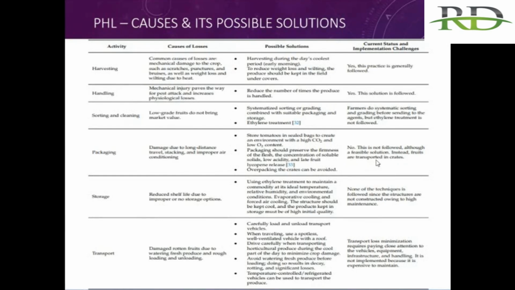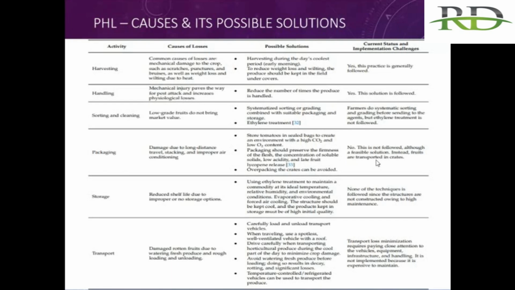Common causes of losses are mechanical damage to the crop, such as scratches, punctures, and bruises, as well as weight loss and wilting due to heat. Possible solution: harvesting during the day's coolest period, early morning, to reduce weight loss and wilting. The produce should be kept in the field under covers. The current status is that yes, this practice is generally followed at the harvesting stage.